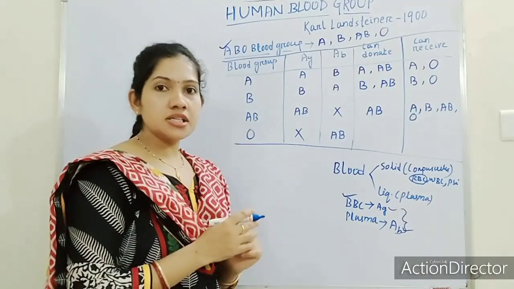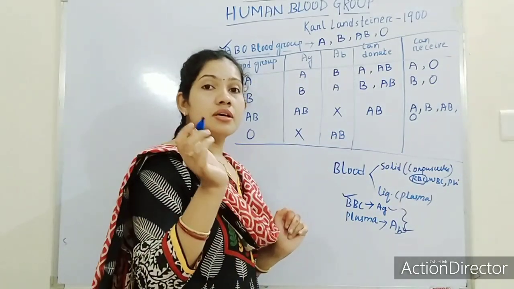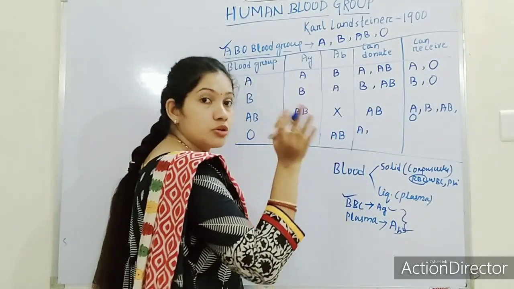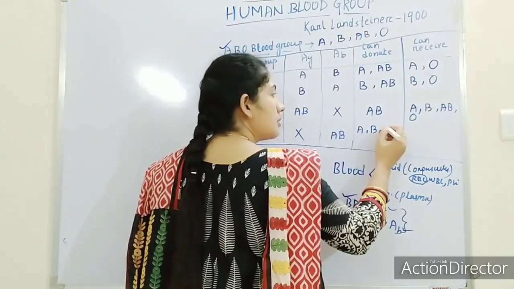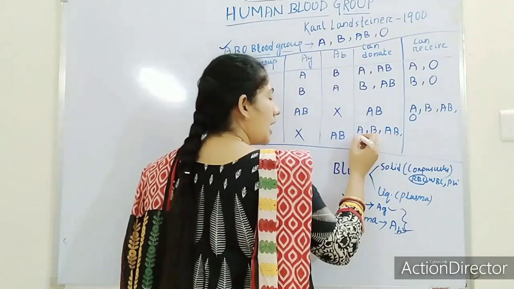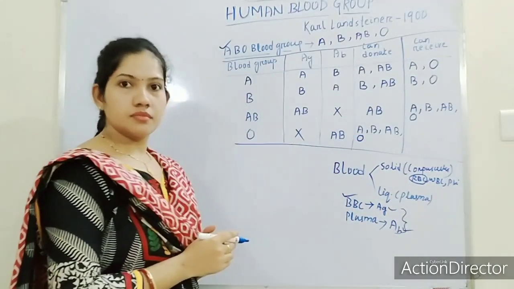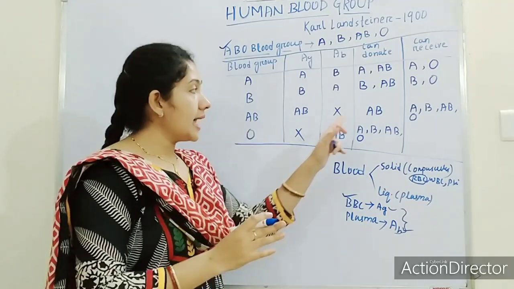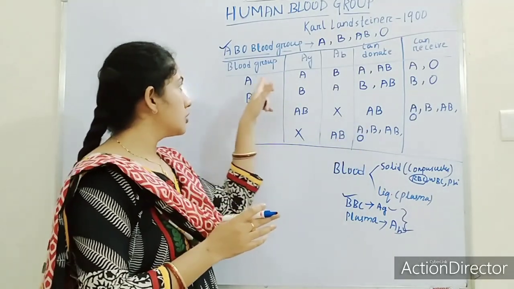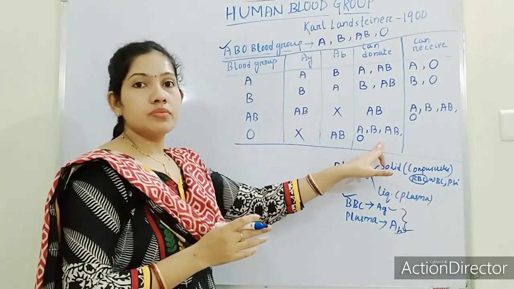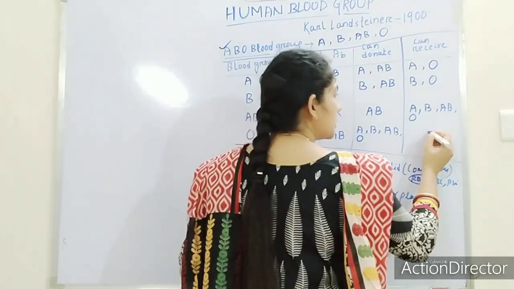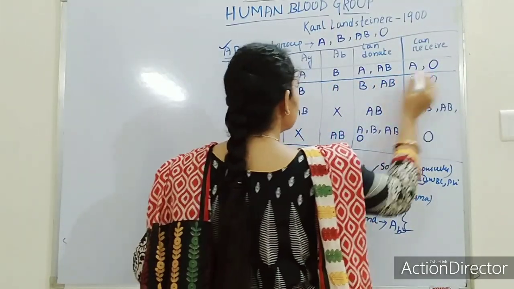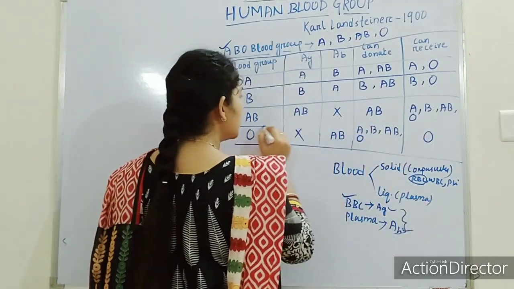Got it? Now let us talk about the next blood group, O. The persons having blood group O can donate blood to A, to B, to AB, and to O. So those who have blood group O can donate blood to persons having blood group A, B, AB, and O, but they can receive blood from only O. Got it? So just remember this table. It will be very helpful and it is very simple to remember.